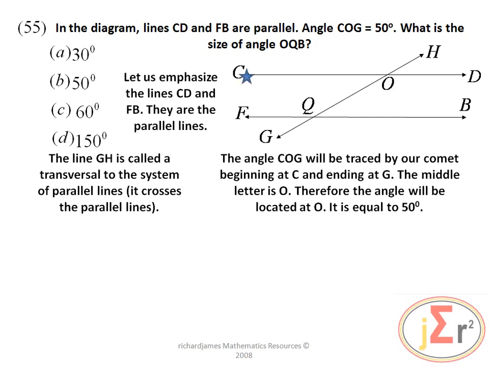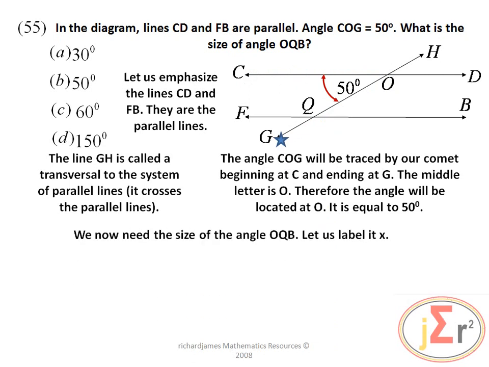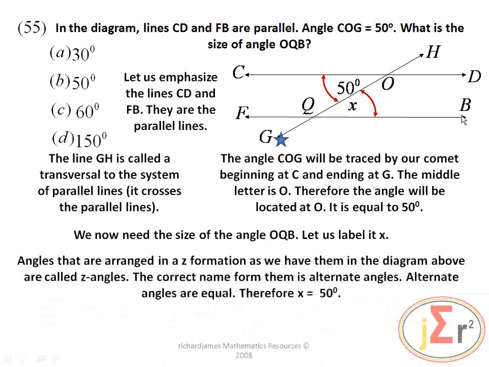So let us use our comet. There's our comet tracing out the angle. And that is 50 degrees. So let us take a good look at it again with our comet tracing out the angle very nicely. 50 degrees. We now need the size of the angle OQB. Let us label it X. So that is labeled X.